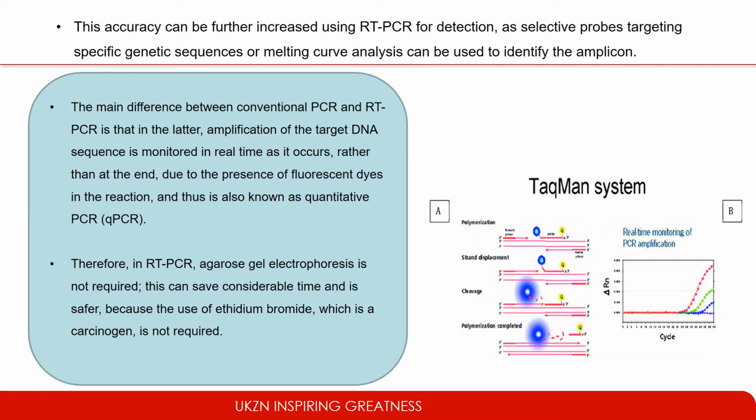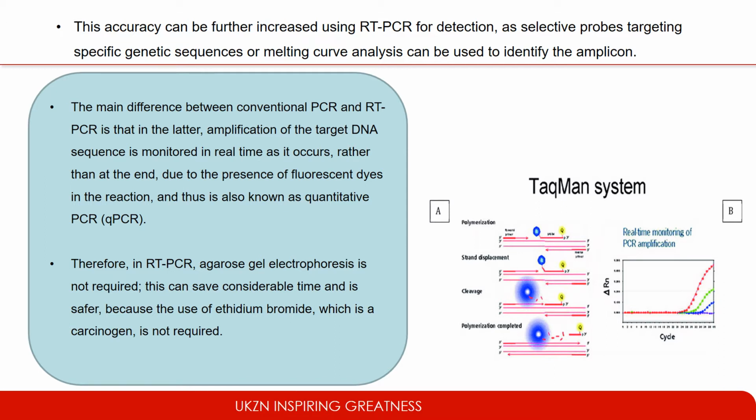Now, apart from the conventional PCR, which involves the running of an agarose gel to view your target gene, real-time PCR has further increased the accuracy of the normal PCR. Real-time PCR assays use selective primers and probes which target specific genetic sequences. They are more sensitive than the conventional PCR. Apart from its high sensitivity, real-time PCR is also less time-consuming.